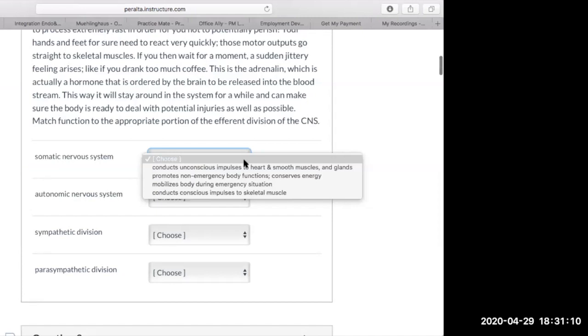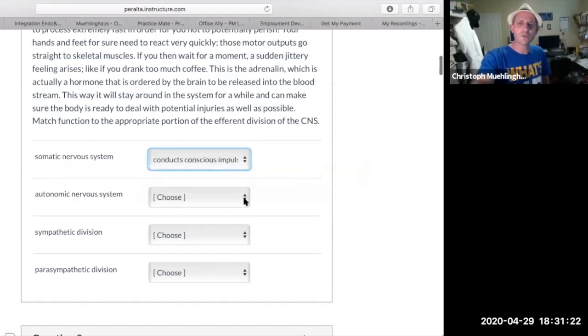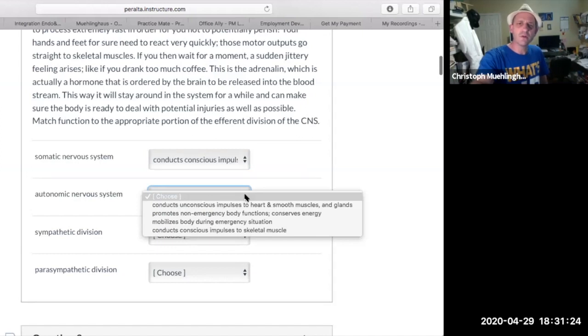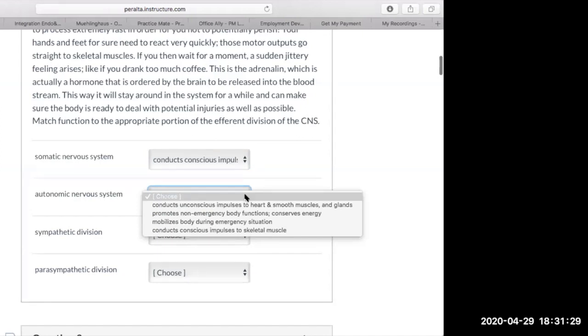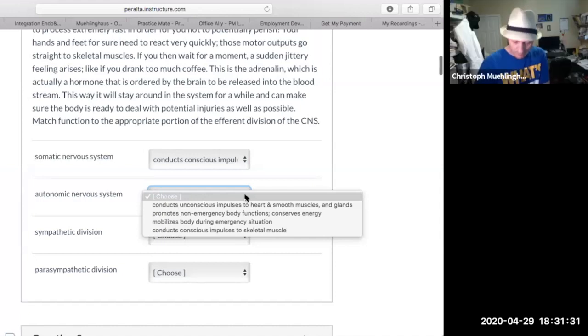It is the last one. Wait, Kirsty, talk. Conducts conscious impulse to the skeletal muscle. All right, good. Kirsty, you stay on. Next. You got that one too? Next one, stay on. Okay.